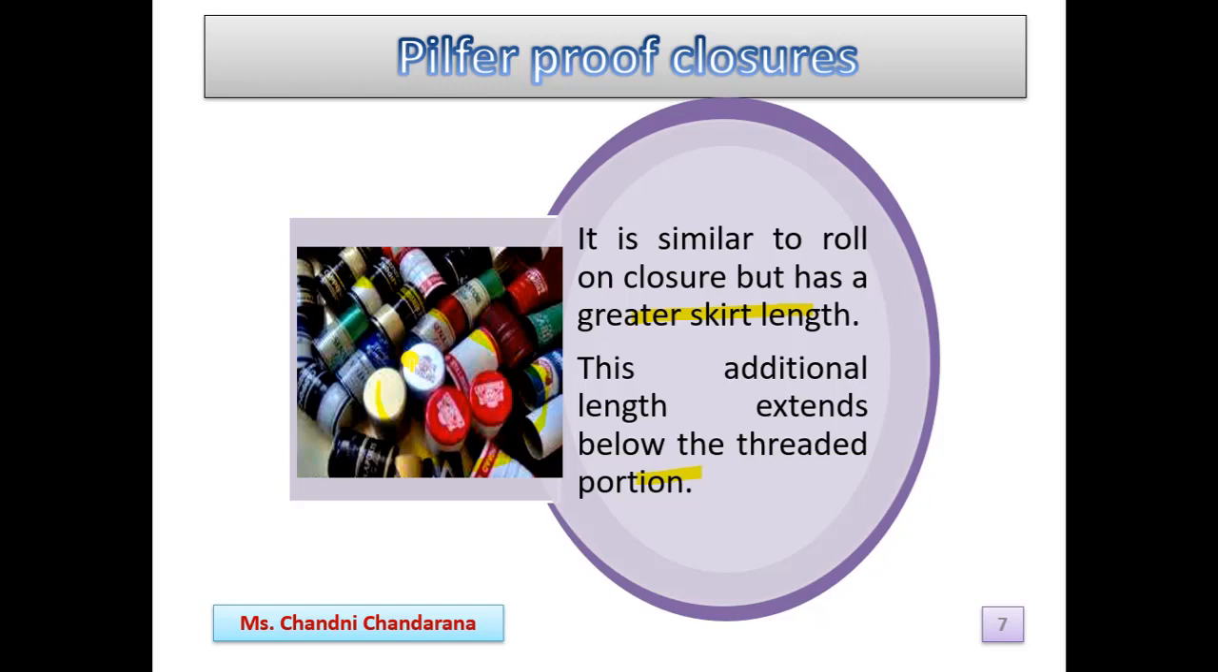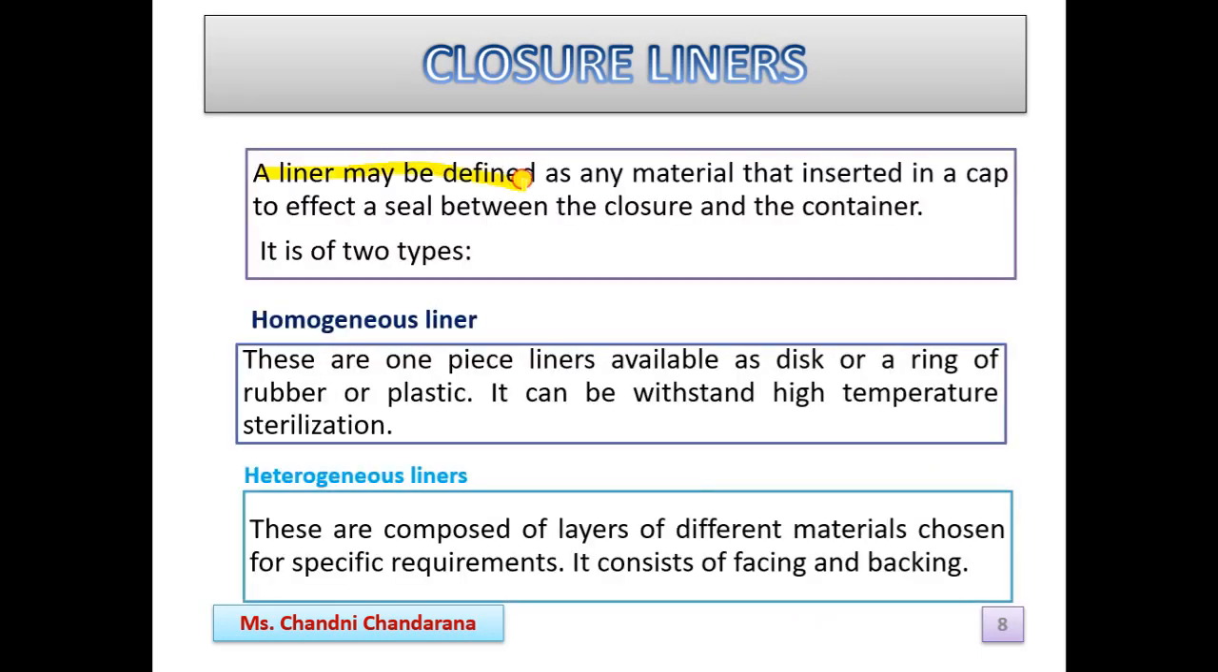Now we will see the closure liners. A liner may be defined as a material inserted in a cap to effect a seal between the closure and container. This seal between closure and container is known as the closure liner. It is of two types: a homogeneous liner and a heterogeneous liner.